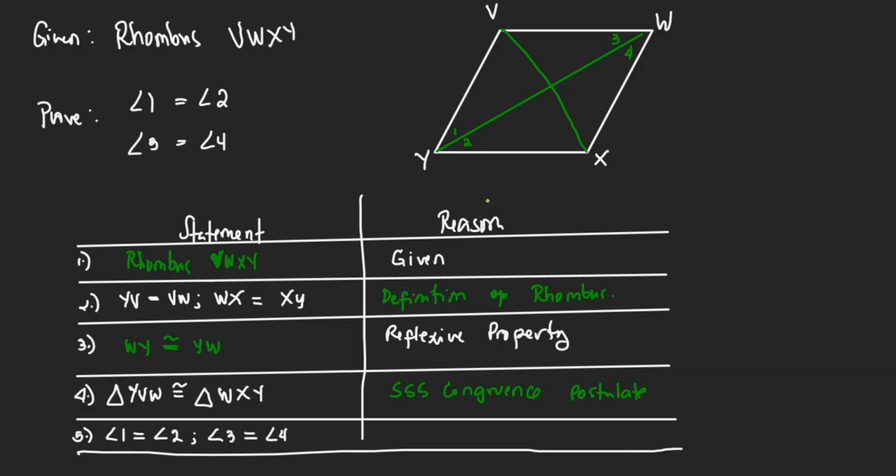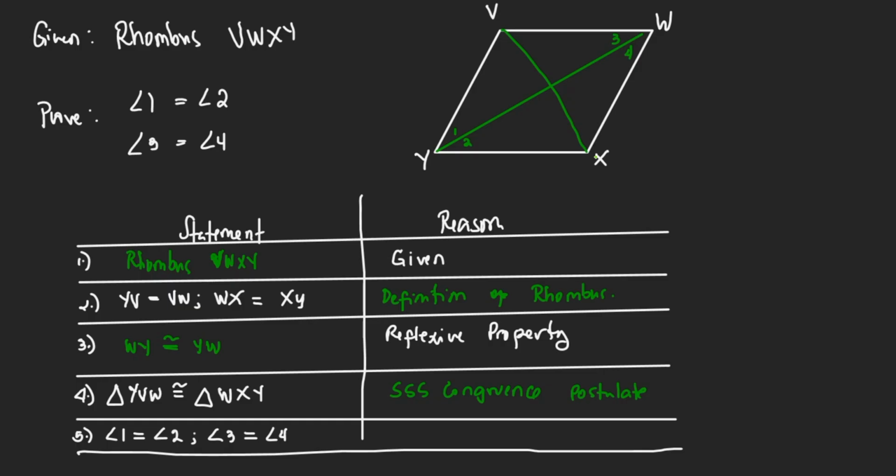Since we are focusing only on the sides, this is the postulate we will use. What is our SSS? That is the side, side, side congruence postulate. Meaning, if two triangles have three corresponding sides that are congruent, then these two triangles are congruent. If you check here, the line Y and W is shared by these two triangles. So therefore that will be our reason.